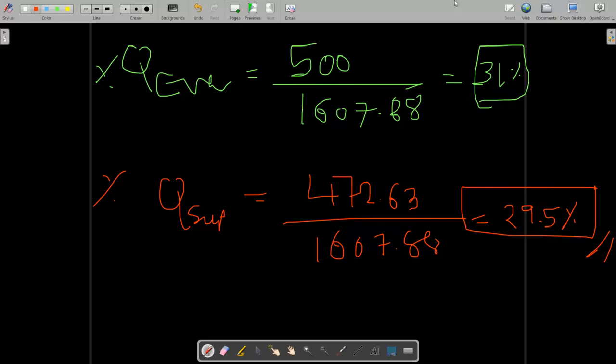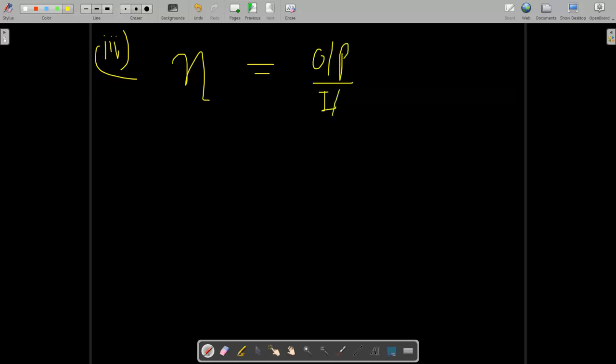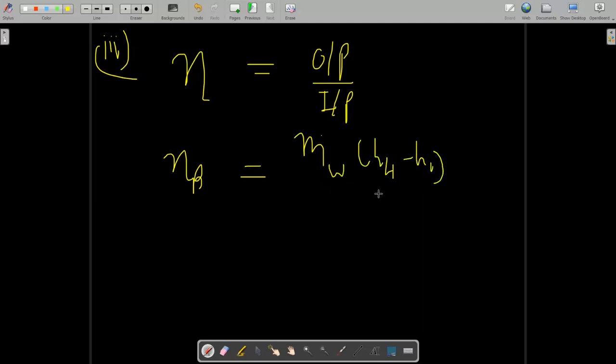And the third question is to find the mass flow rate of the coal that we need, in kg per second. The unit is also mentioned. So what does efficiency mean in general terms? It is output upon input. Here the efficiency of the boiler is given. That means the output of the boiler is the amount of heat given to water to convert it into steam.